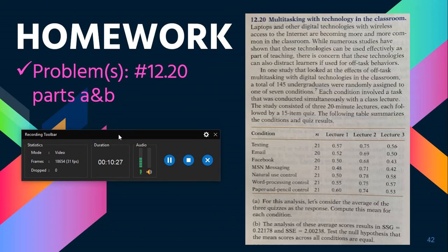We're also going to complete problem 1220. We're only going to do parts A and B.